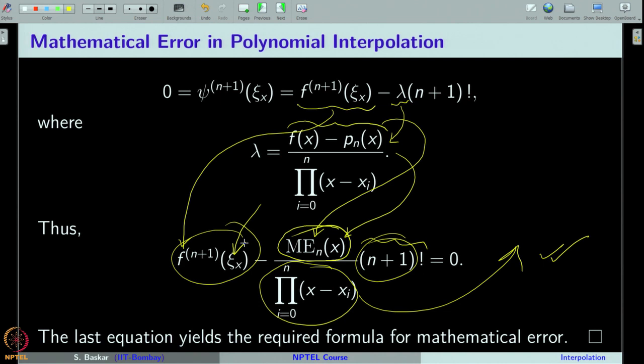However, one can use this expression to obtain some estimates on mathematical error. Well, such an estimate will depend on the problem that we are working on. Here, we will now try to consider few simple examples through which we will try to get an idea of how to estimate the mathematical error using the expression that we have derived.